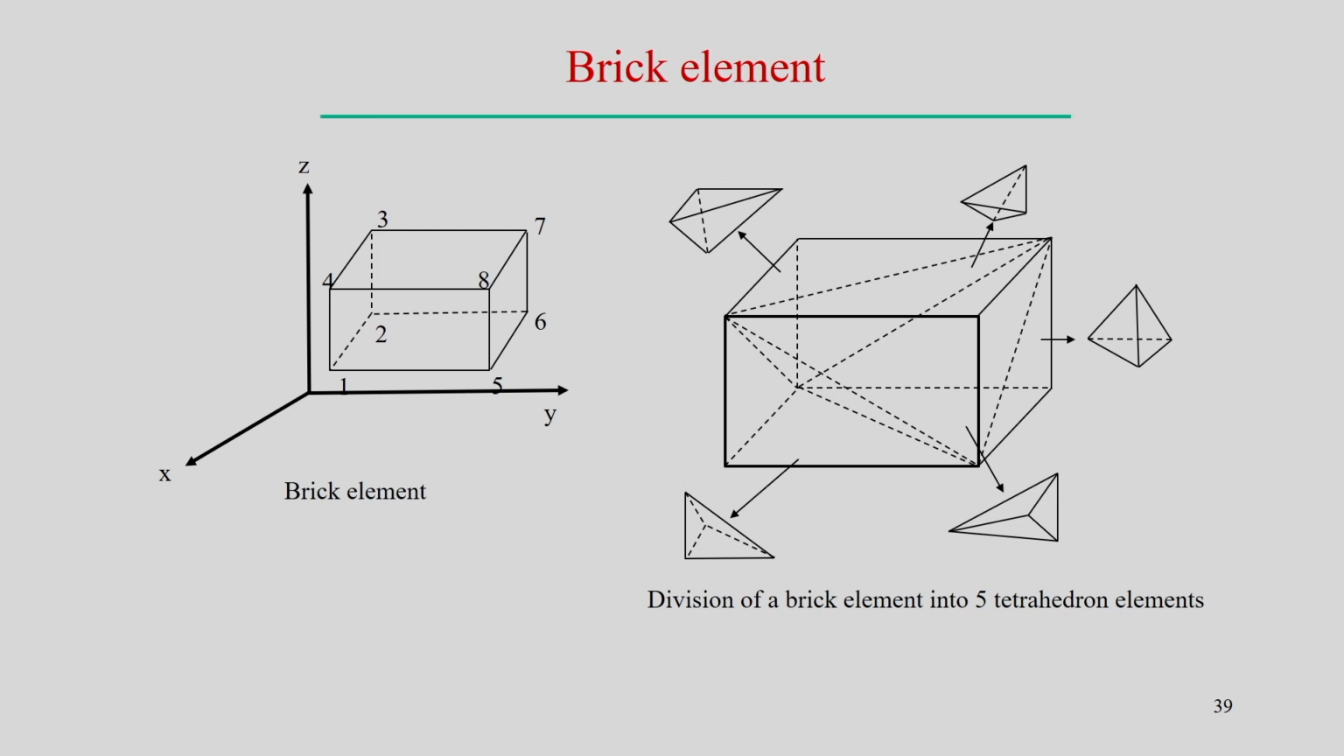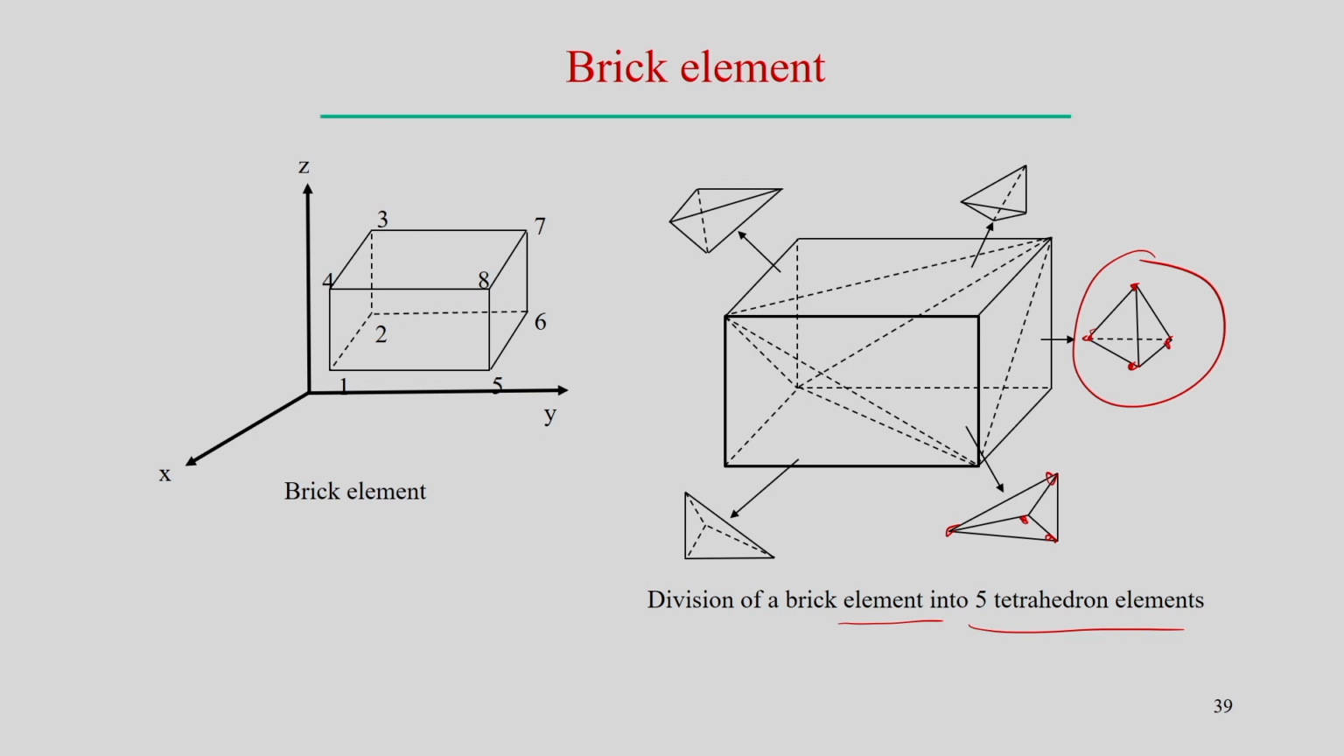So, here this brick element is defined in the x, y, z coordinate system, and the brick element can be divided into 5 tetrahedron elements. So, this is one tetrahedron element. You can see the node points are 1, 2, 3, 4. These are the 4 node points associated with the tetrahedron. Of course, the tetrahedron is also a 3 dimensional element, but at the same time the brick element is also a 3 dimensional element.